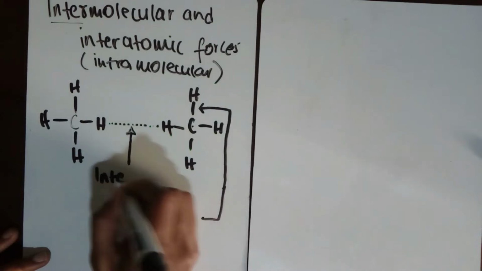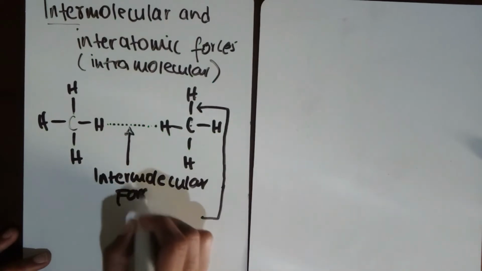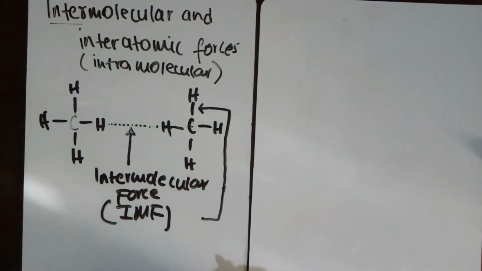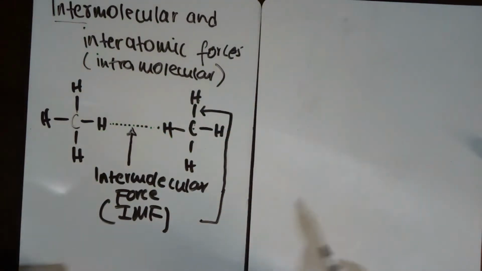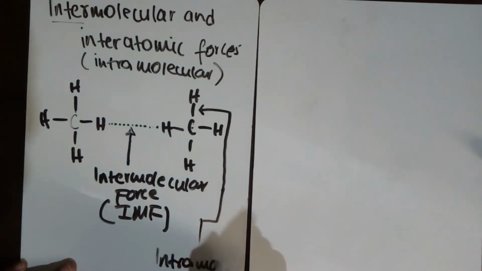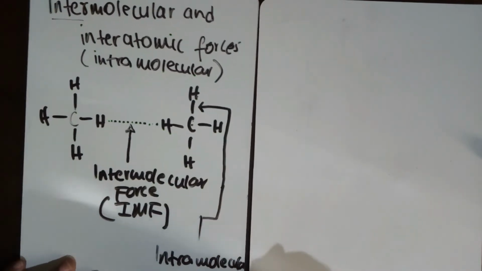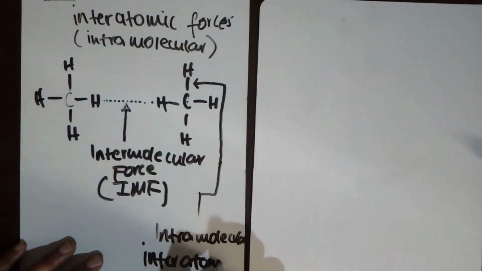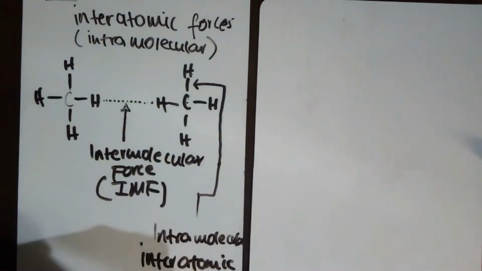So it's between molecules. It's called an intermolecular force, or we're going to abbreviate it and say IMF, right? And then this force between atoms of the same molecule, we can refer to that as intramolecular forces, or interatomic forces. It means the same thing. So interatomic, between atoms, right? So be able to know those two distinctions.